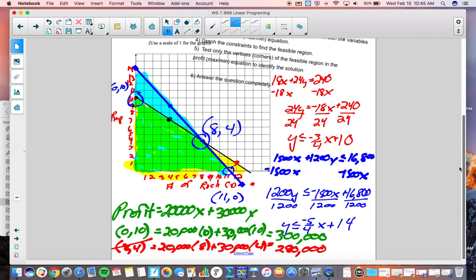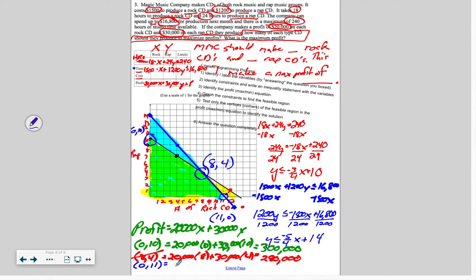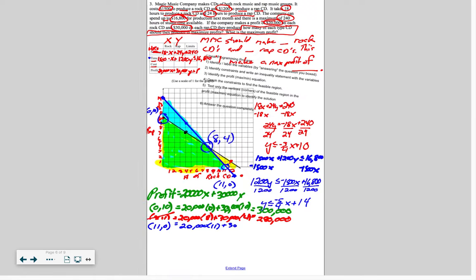Last but not least, what if we maximize the number of rock CDs? So we do 0, 11. Oops, my bad. That's 11, 0. Mr. P's in a bit of a hurry today. Didn't quite make sense that we were maxing out there and we put 10 in there. So then I realized I switched my X and Y around here. So I know that's going to be 220,000.